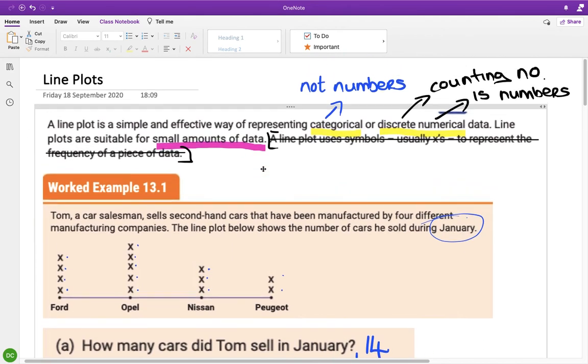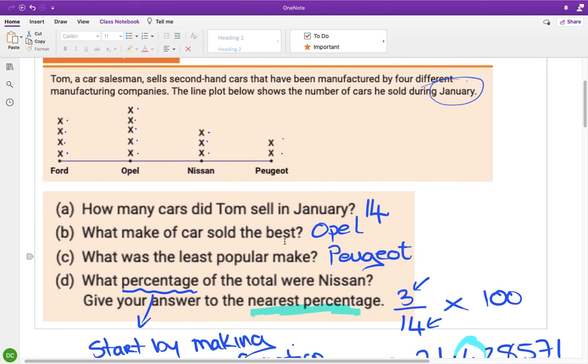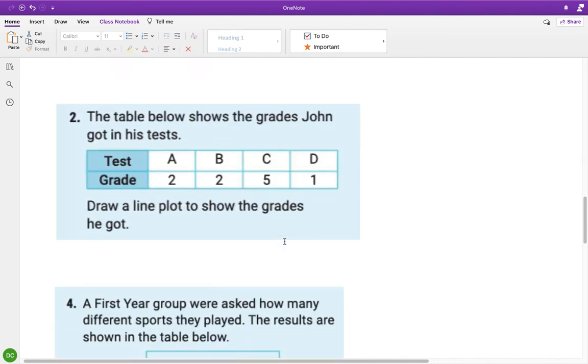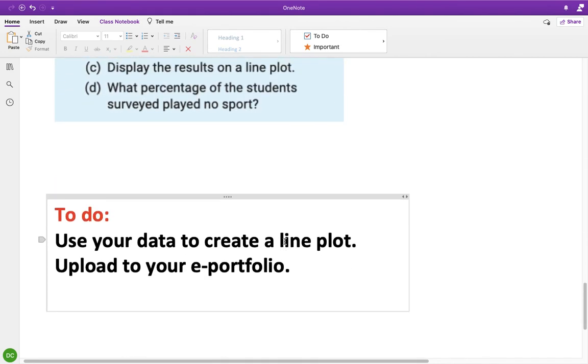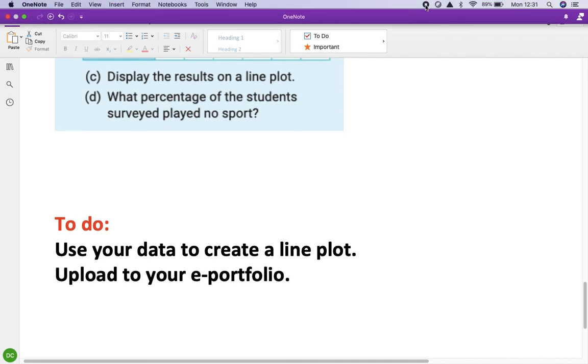Take down your notes, this bit and also the answer to this question. Do the practice questions. Once you feel happy that you know how to do line plots and you understand them, then make your own line plot based on your own data. Again, if your data is quite large, as in there's quite a lot of bits to it, then maybe go with a handful of the pieces of data. All right, let me know if there's any issues.